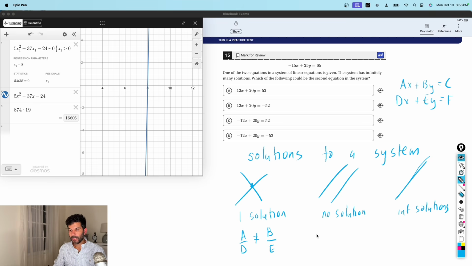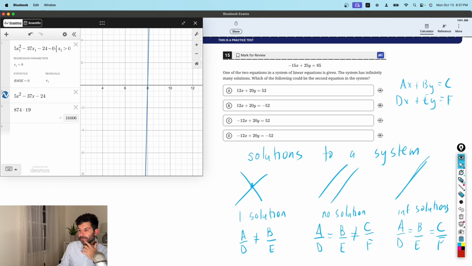Guaranteed. For no solution, if the ratio of a to d is equal to the ratio of b to e, but the ratio of c to f is not the same, it's not going to be a solution. You would have parallel lines. And finally, if the ratios of a to d, b to e, and c to f were all the same, then you would have infinite solutions. So what you could do here is, let's say you have negative 15x plus 25y equals 65, okay?